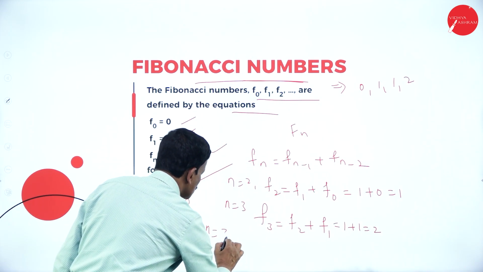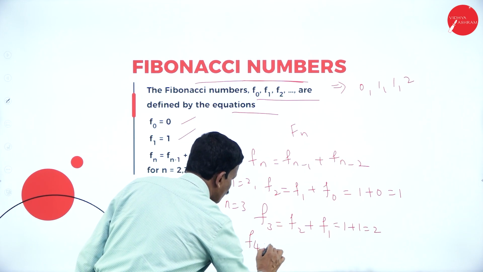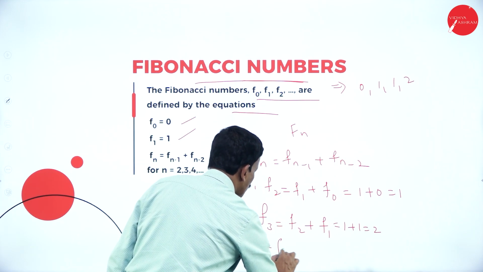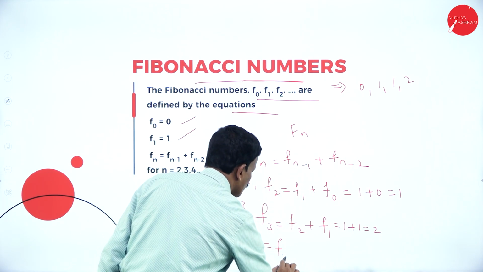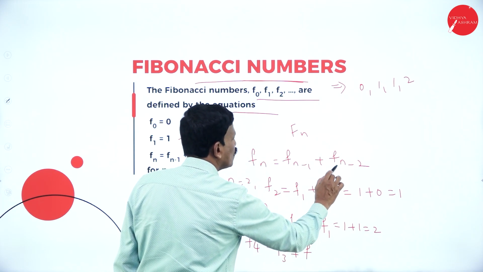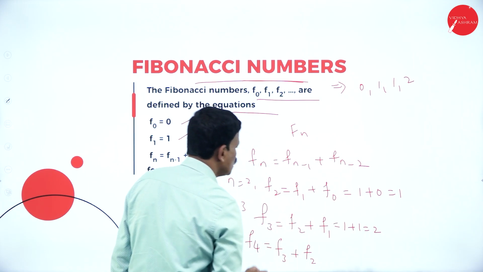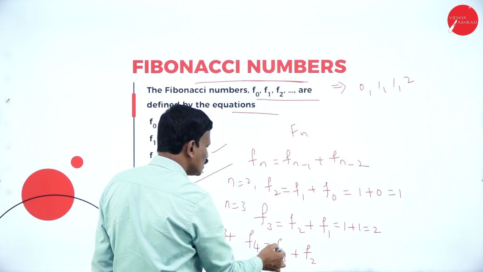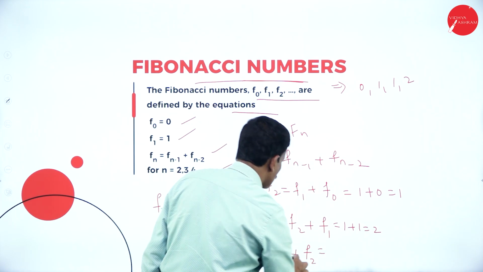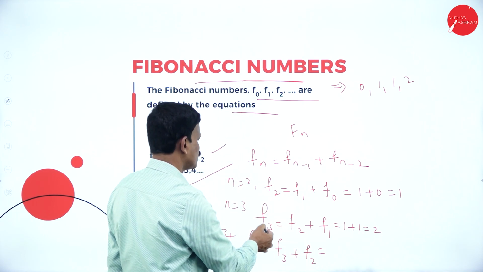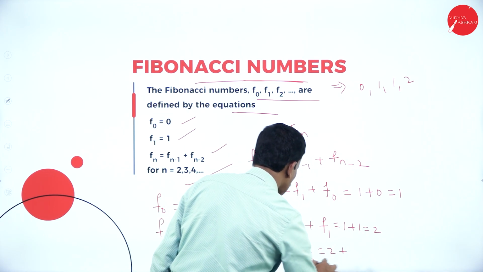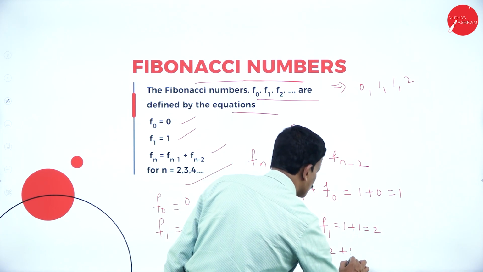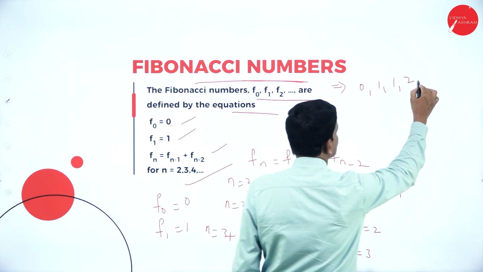Suppose if you put n is equal to 4, then f of 4 is equal to f of n minus 1, 4 minus 1 is 3, plus f of 4 minus 2 is 2. See, f of 1 plus f of 0, f of 2 plus f of 1, f of 3 plus f of 2. So what is f of 3? F of 3 is equal to f of 2, which is 2, plus f of 1, which is 1. 2 plus 1 is equal to 3.